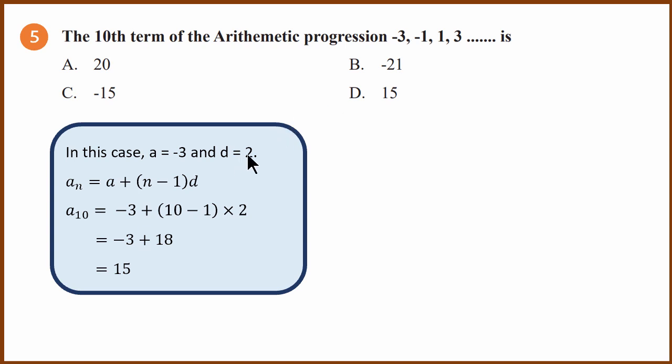So the difference is 2. The nth term equation is a plus (n minus 1)d. Which means the 10th term: the first term is -3, n minus 1 will be 10 minus 1 which is 9, d is 2. 10 minus 1 multiplied by 2 is 9 times 2, 18. 18 plus -3, 15. The answer is 15.